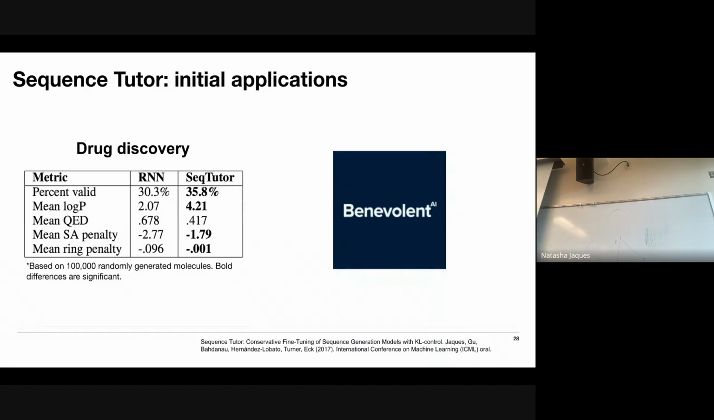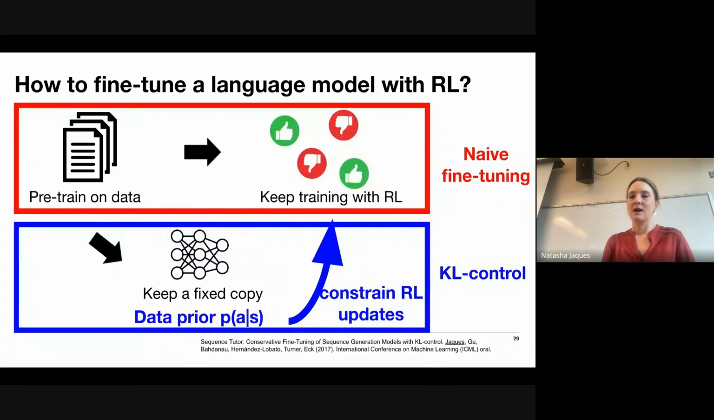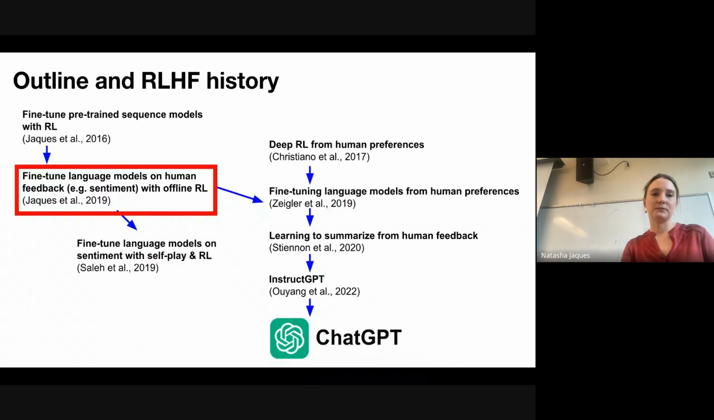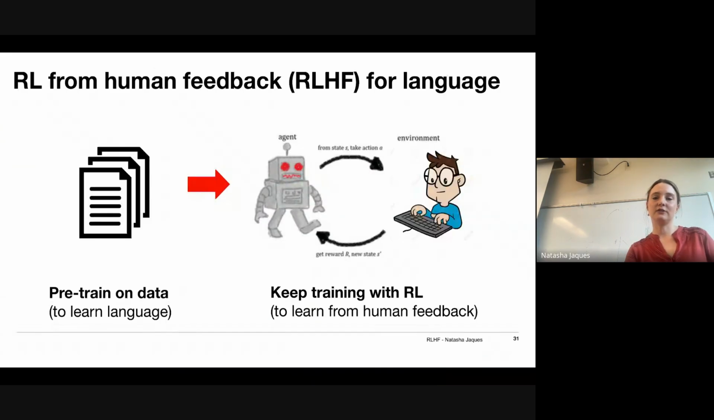So this actually got picked up by industry, was like the predominant drug discovery technique for a while. But the key idea here is to compare just doing this naive fine tuning with actually constraining your updates to stay close to the data prior. We then applied that technique to actually learn from humans in dialogue. So I think our work was actually the first to put a language model online, have it talk to people, and try to use RL to learn from that human feedback.